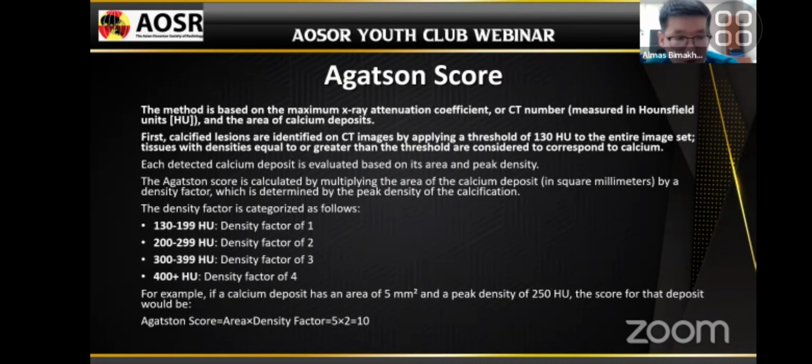So 130 to 199 is density factor of 1. 200 to 299 is the factor of 2. 300 to 399 is density factor of 3, and above 400 is density factor of 4. For example, if a calcium deposit has an area of 5 millimeters square and a peak density of 250 Hounsfield unit, the score for that deposit would be 10, as the formula below.